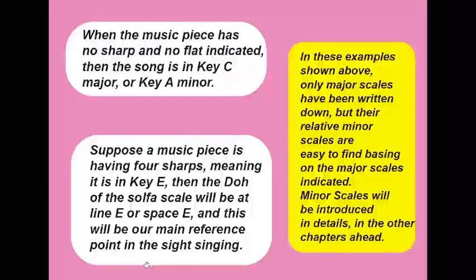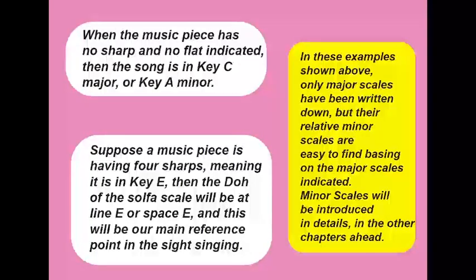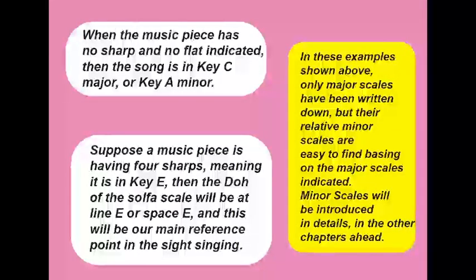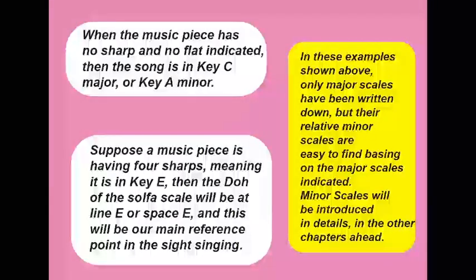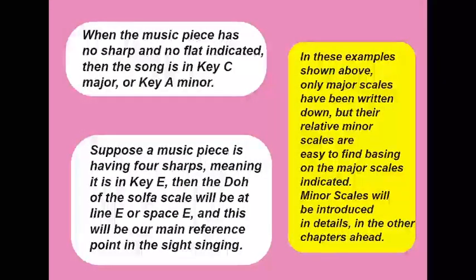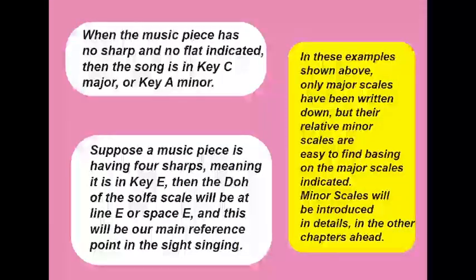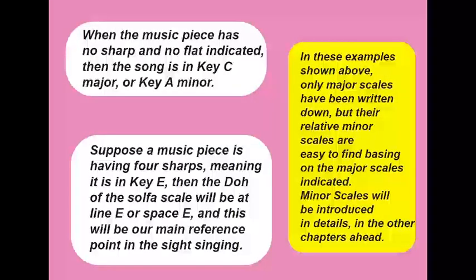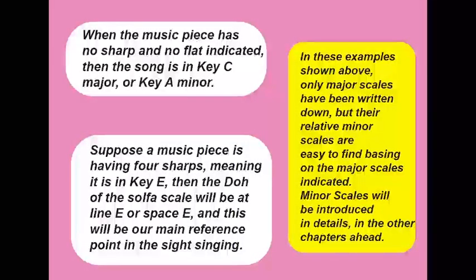Suppose a music piece is having four sharps. That means it is in key E. Then the do of the solfa scale will be at line or space E, and this will be our main reference point in the sight singing. In the same way, if the song has three sharps, that means it is in key A. Then the do of the solfa scale will be everywhere you find line A or space A in the stave.